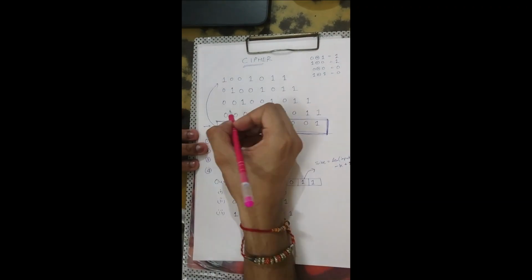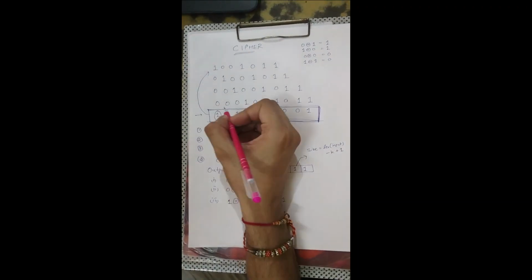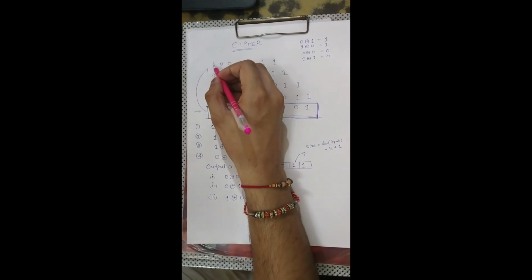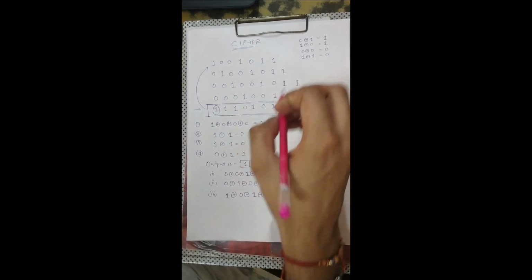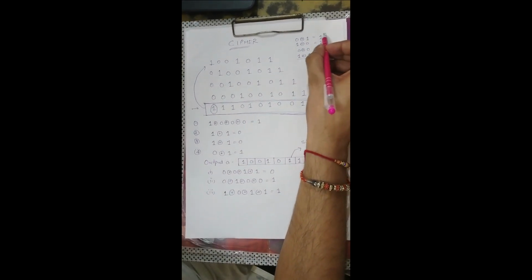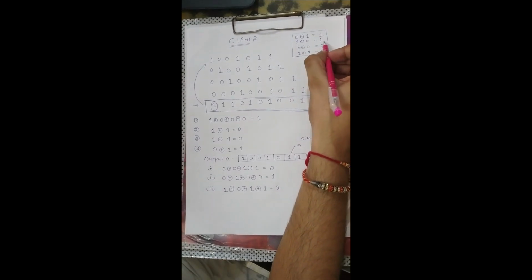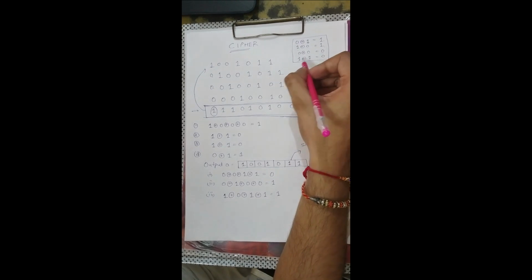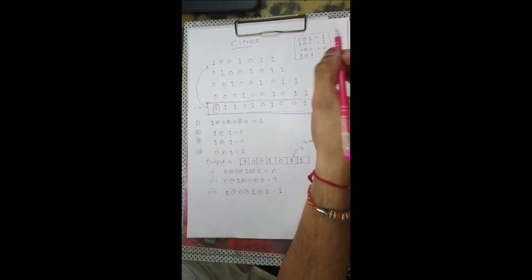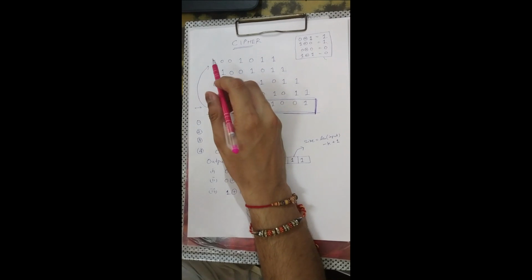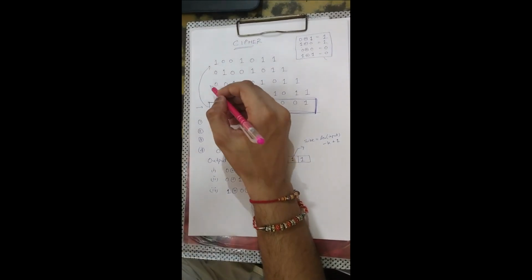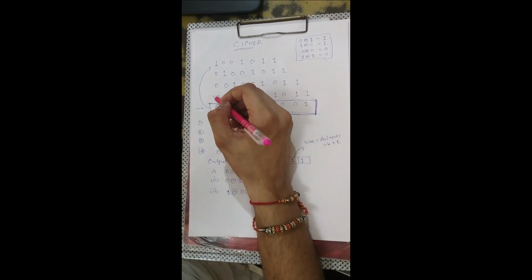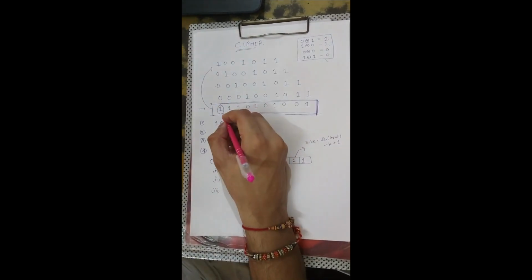Now how did we get this? We must have got this by XORing 1 XOR 0 XOR 0 XOR 0. We'll be using 4 basic properties of XOR: 0 XOR 1 is equal to 1, 1 XOR 0 is equal to 1, 0 XOR 0 is equal to 0, and 1 XOR 1 is equal to 0. Using these properties we can say that 1 XOR 0 would be 1, then 1 XOR 0 would be 1, and 1 XOR 0 would be 1. So that's how this one came.